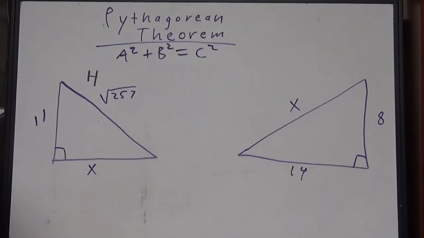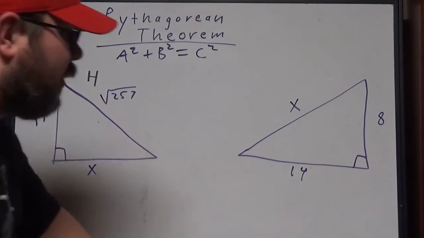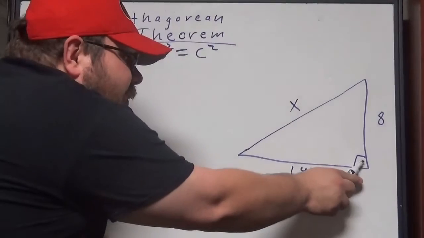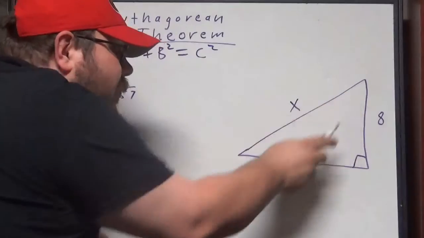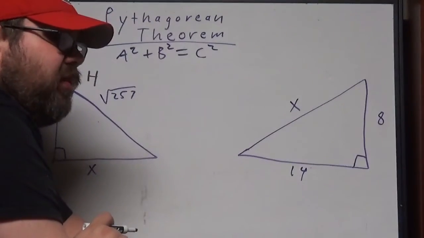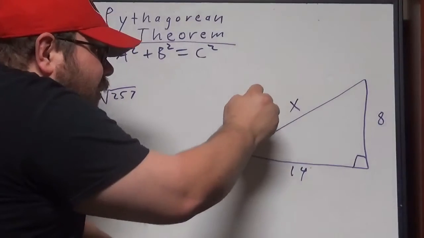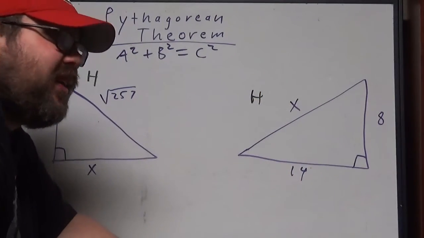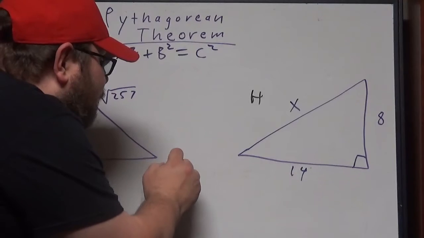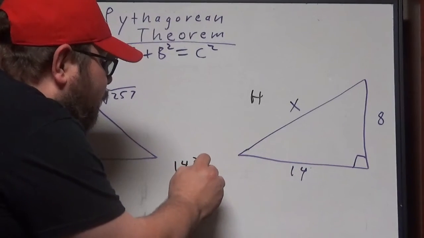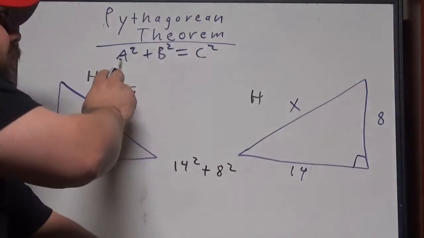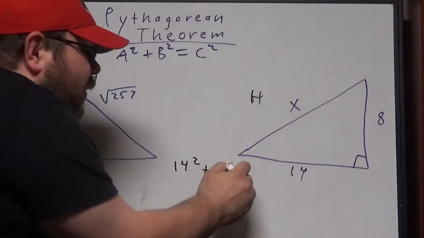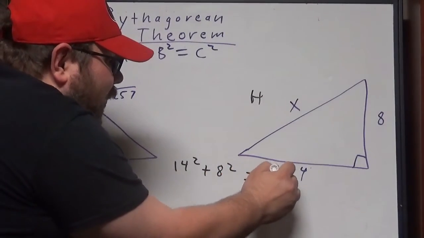Well, in this case, remember, first thing we want to do is label the hypotenuse. Which side is not touching the right angle? Well, we have a 14 and an 8 that are coming out of the right angle. That means the side not touching the right angle, that's the hypotenuse, that is x. So when I write this problem out, I'm going to write 14 squared plus 8 squared, which is a squared plus b squared. And now I'm going to put that it equals the hypotenuse squared.